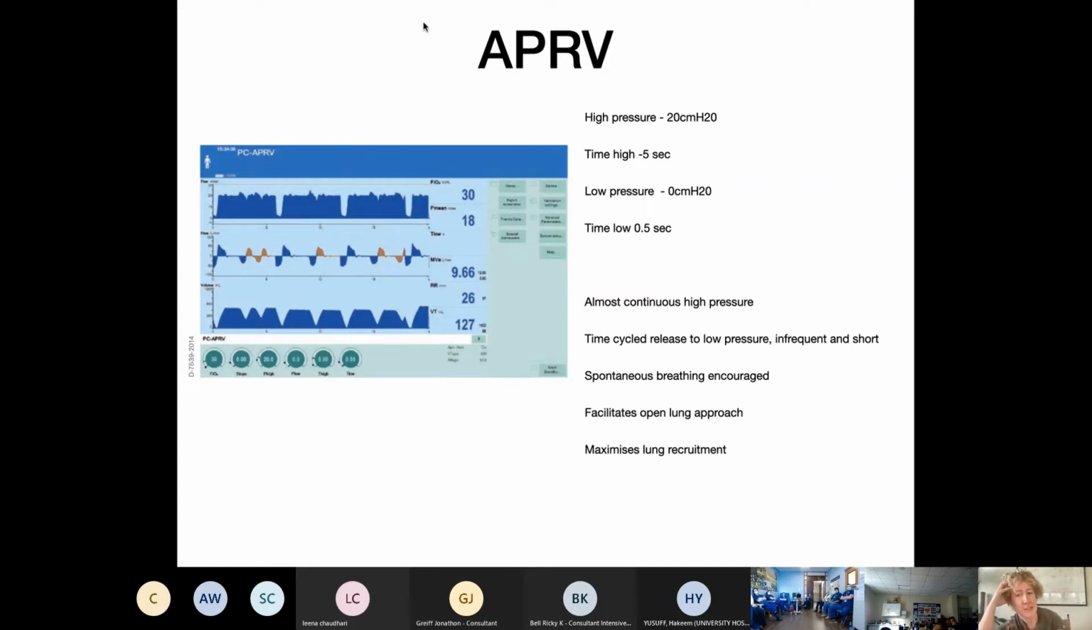And then it's time cycled to release to a low pressure, which is sort of infrequent and short. Spontaneous breathing's encouraged, and it facilitates this kind of open lung approach, which we're going to talk about in a bit, and maximizes lung recruitment. There's a really good BJA Education article, which is helpful to read. And there are some good YouTube videos about how to initiate APRV, troubleshooting, weaning from it, if you want to learn a little bit more, but it's really outside the scope of my brief talk today.